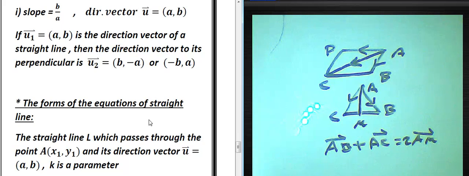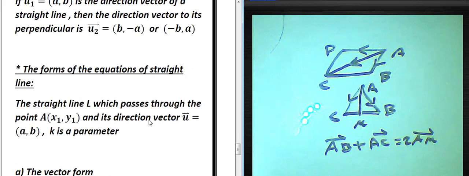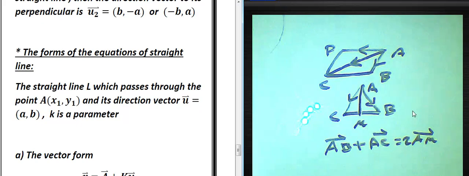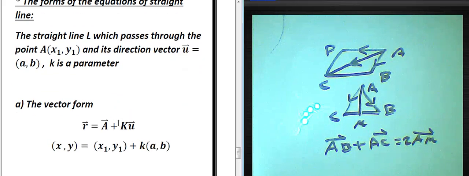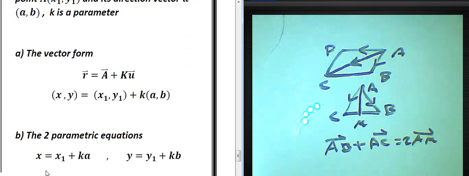The form of the equation of the straight line L, which passes through the point A (x1, y1) with direction vector u equals (a, b), where K is a parameter. We can write the parametric equations: x equals x1 plus ka and y equals y1 plus kb. This is the parametric equation, or vector form.